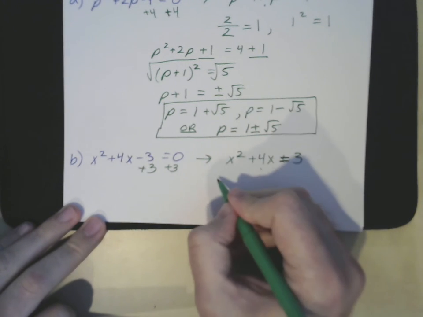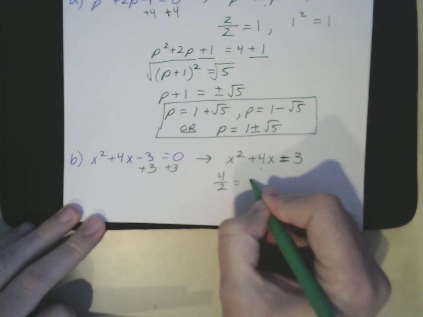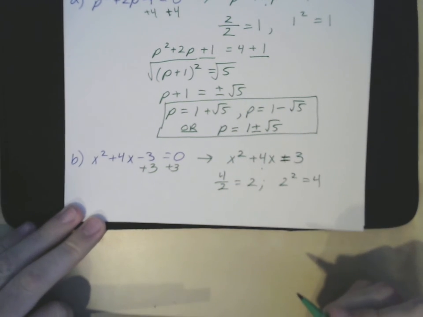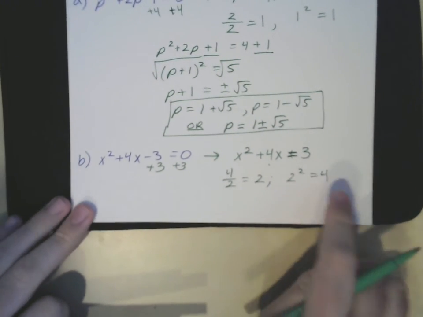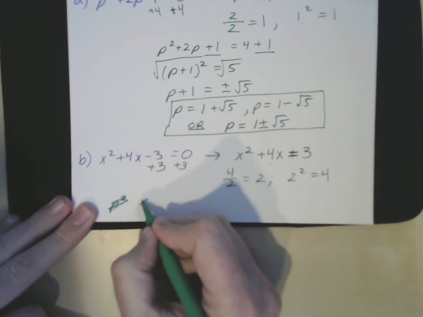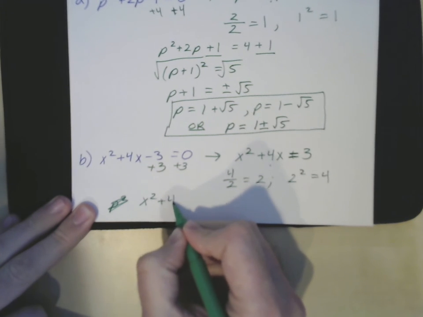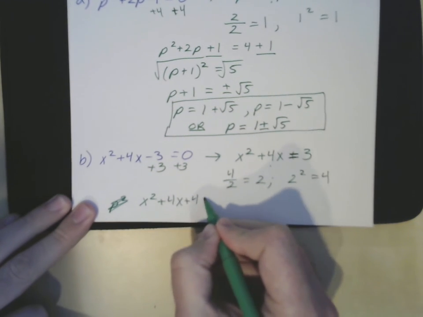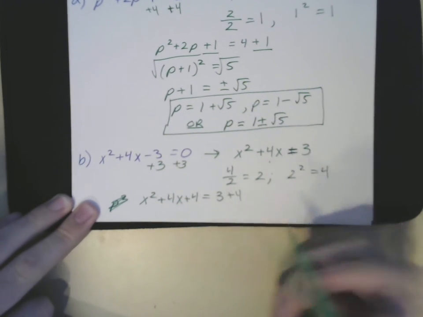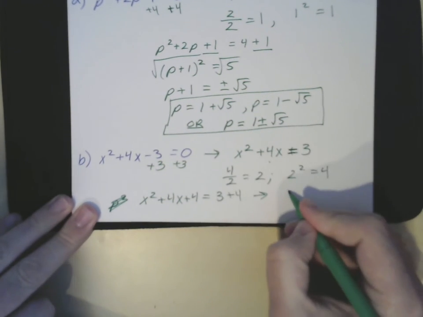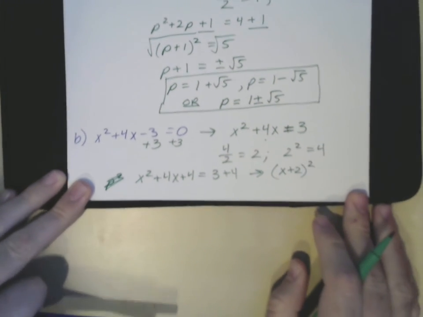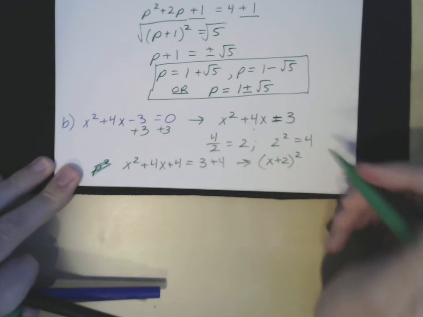So take this term, divide by 2, square that, we get 4. So we're going to add that to both sides. So we end up with x squared plus 4x plus 4 equals 3 plus 4. This factors now to x plus 2 quantity squared. And this equals 7.